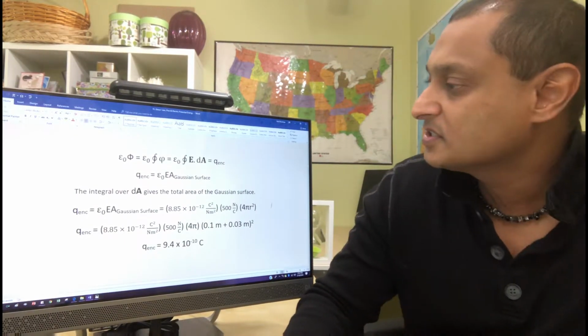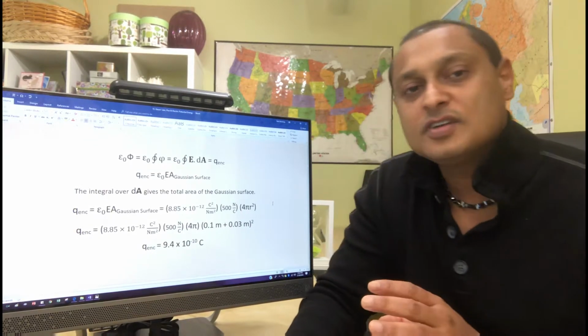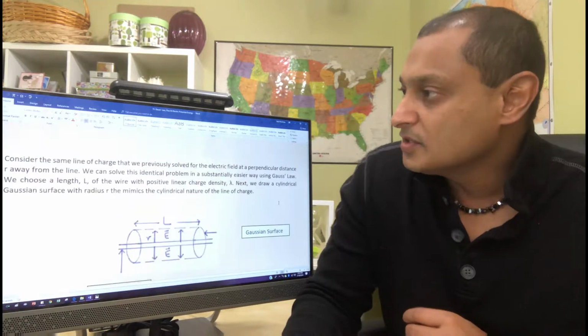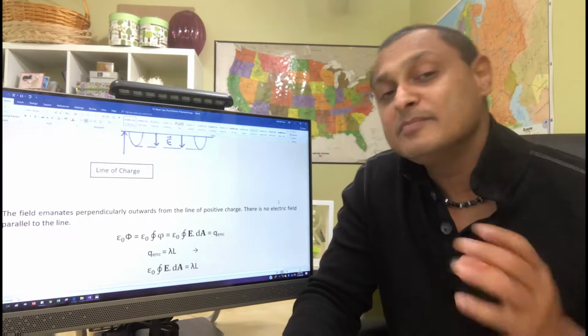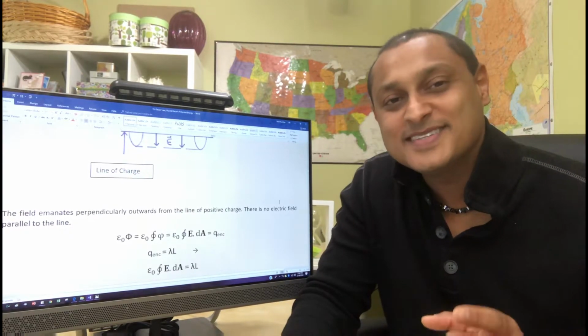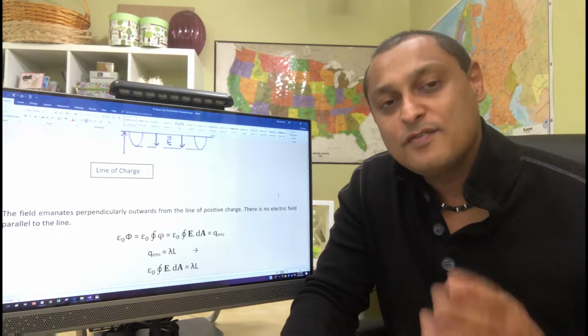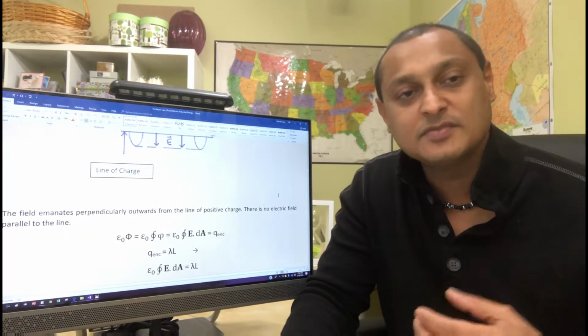We do an example to show how this works using this imaginary Gaussian surface. So it's quite a useful example. Now we also do several examples to show the relative simplicity of using Gauss's law to solve for the electric field due to continuous charge distributions that have some kind of symmetry.